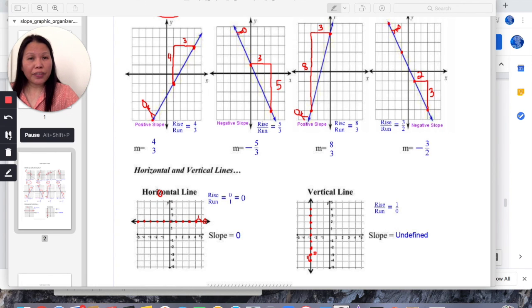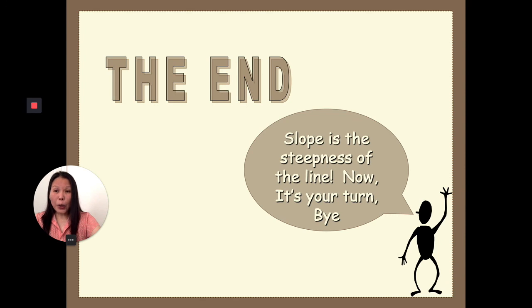Here's more examples of how to find slope given the line graph. You may use any of these, or you may write all of them down if you feel like you need all the examples. And slope is the steepness of the line. Now it's your turn. Go ahead and start your practice.